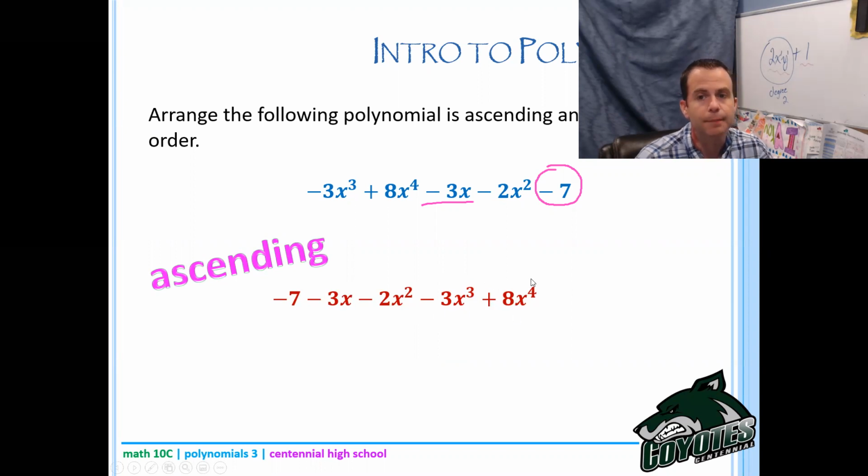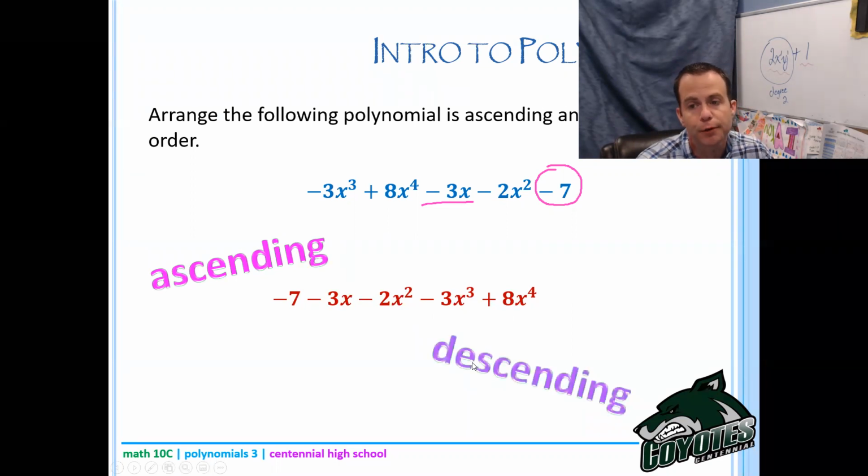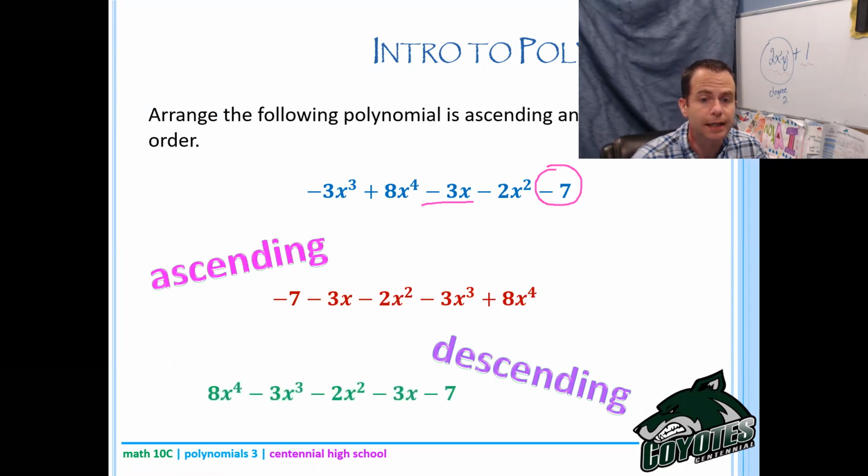Okay. If I was to ask you the overall degree of this polynomial, remember we named the overall degree to the highest exponent. So this is a degree 4 polynomial because the highest exponent represented is degree 4. Now, if we were going to do descending, it's just the complete opposite of that. We start at 8x to the 4 and work our way down. A reminder, whatever is in front of those numbers has to stay in front of those numbers. So we end up with 8x to the 4 minus 3x cubed minus 2x squared minus 3x minus 7.